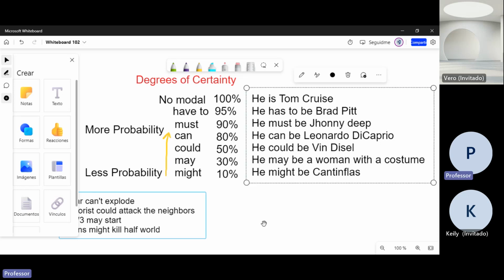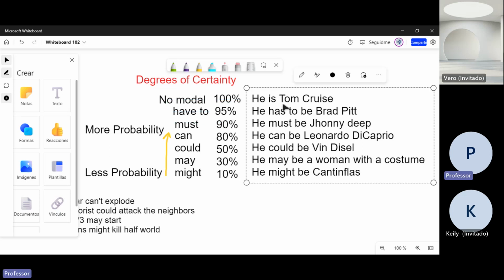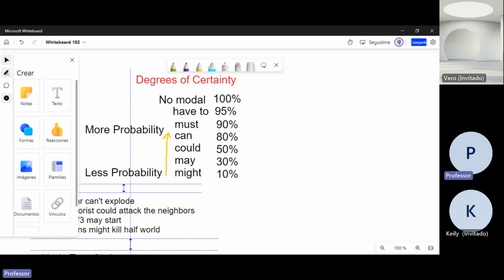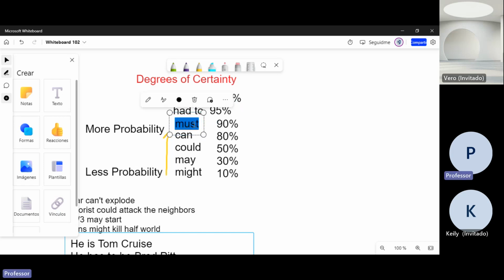Now, in this case, we're talking in present. Now, how do we express the same degrees of certainty? How do we express probability, but in past? We're going to use the same structure. Number one, in past, if we're 100% sure, we use no modal verbs. Obviously, 90%, 95%, we use have to because we're talking in past. But in this case, we're not going to use must. Okay, we're going to use should.